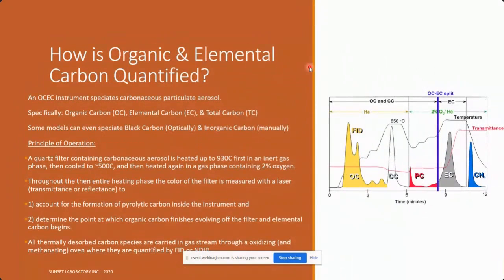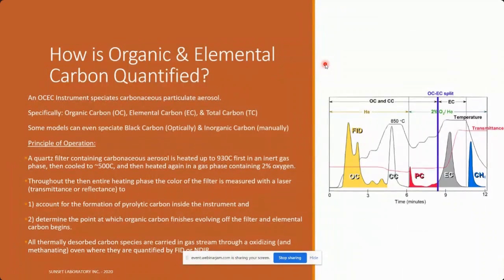So let's talk a little bit about how the measurement actually works before we go too much further. Basically, an OCEC instrument speciates carbonaceous particulate aerosol. Specifically, we look at organic carbon as a whole, elemental carbon as a whole, and total carbon.